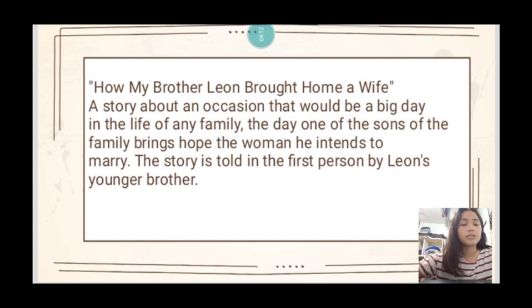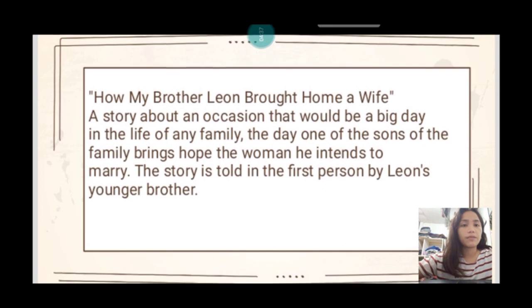The story is all about an occasion that would be a big day in the life of any family: the day when one of the sons of the family brings home the woman he intends to marry. The story is told in the first person by Leon's young sister. So that was the topic of How My Brother Leon Brought Home a Wife.